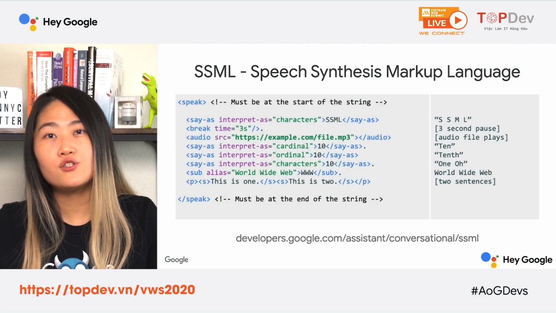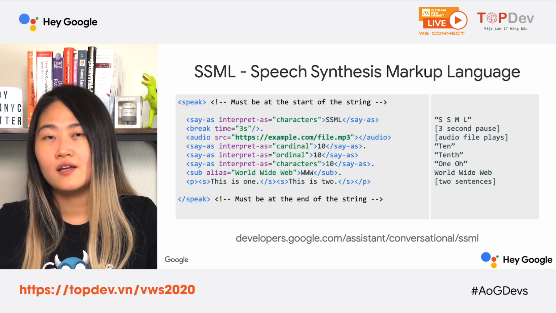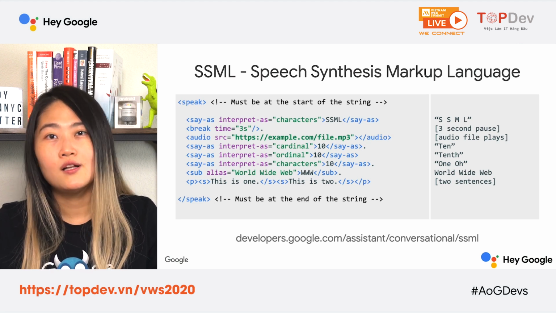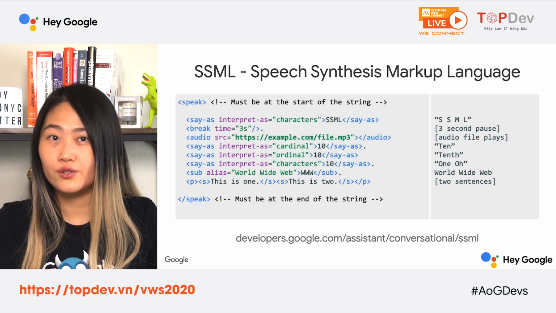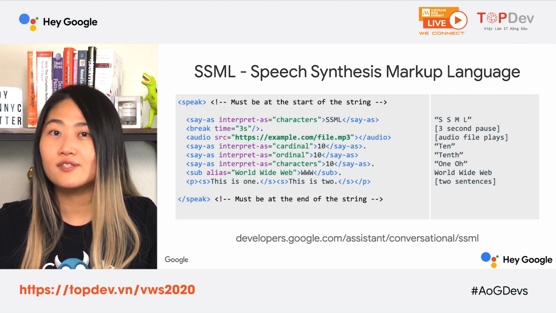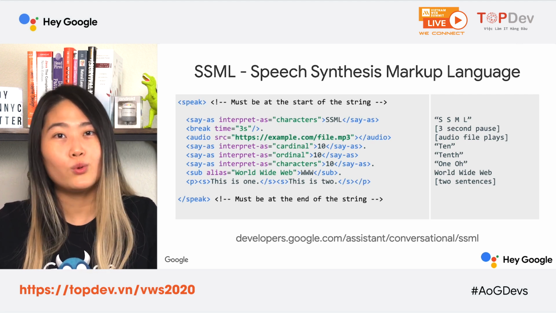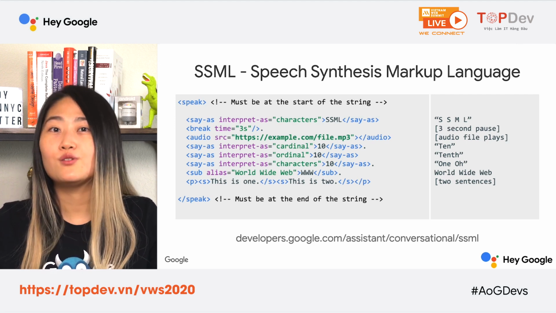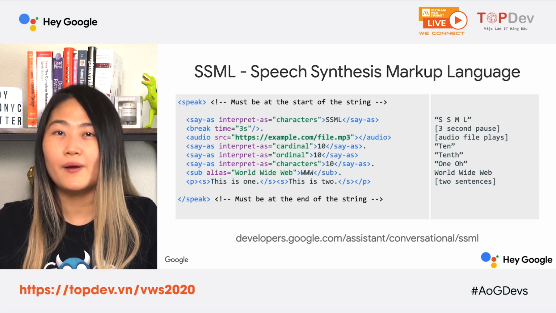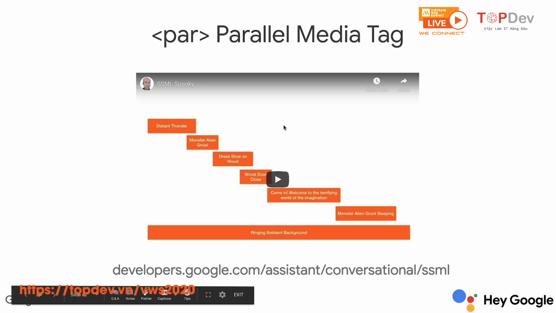SSML stands for Speech Synthesis Markup Language. If you are a web developer, just like CSS can give style to the text, SSML can give style to the voice by changing the volume, the pitch of the speech, and even adding some pauses between words. It also allows you to add layering of sound to the background. Here's a demo where a developer has used SSML to create a spooky atmosphere for a Halloween-themed action. Let's listen.